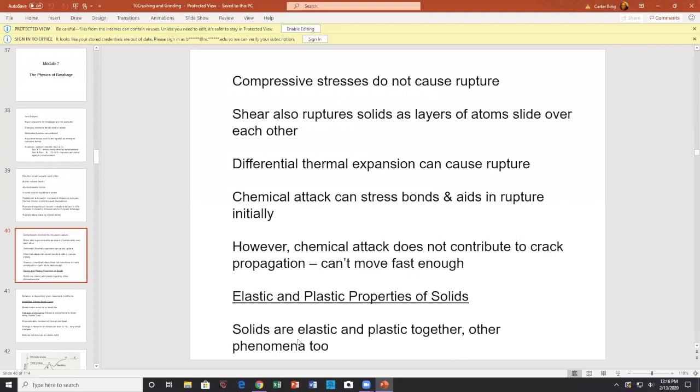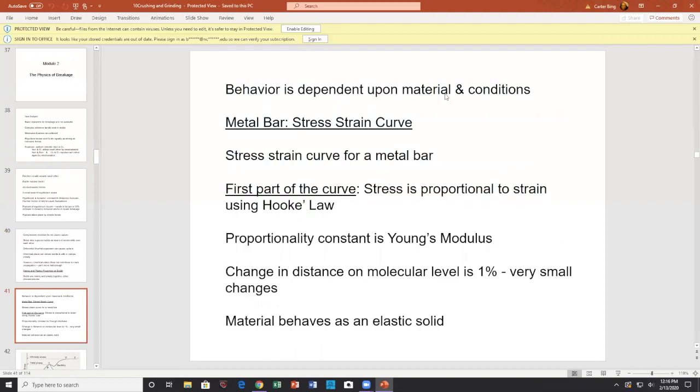So you have solids which are elastic and plastic together, and behavior is dependent upon the material and the conditions. So we have the stress-strain curve. Stress is proportional to strain using Hooke's law. The proportionality constant is Young's modulus. Changes in distance on the molecular level are about 1%, very small changes. The material behaves as an elastic solid.